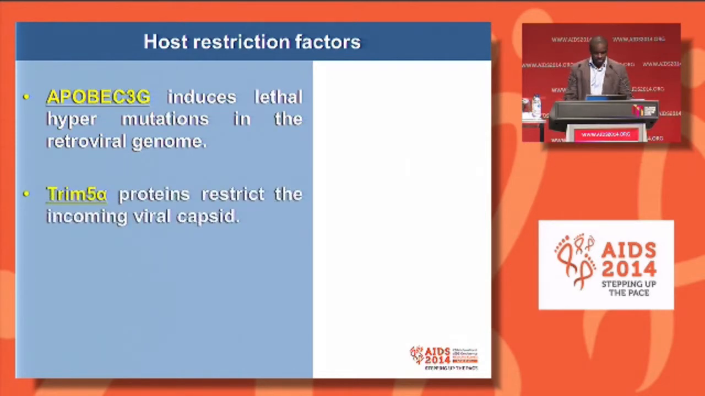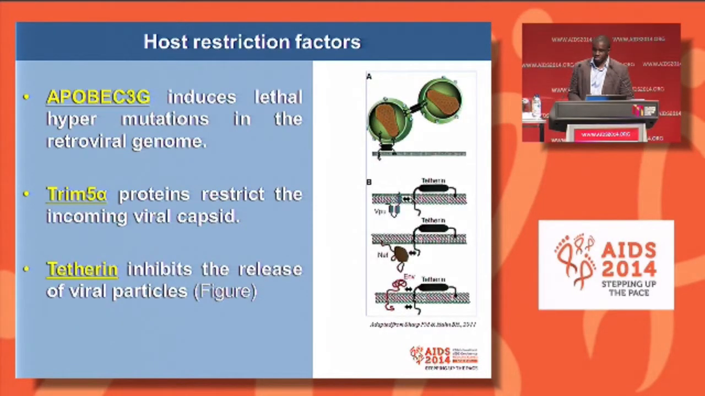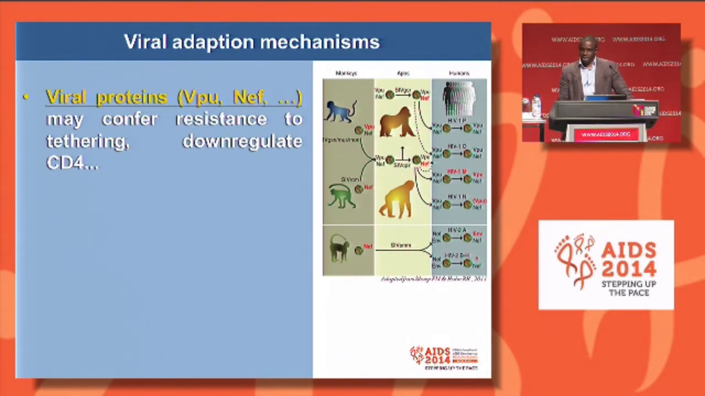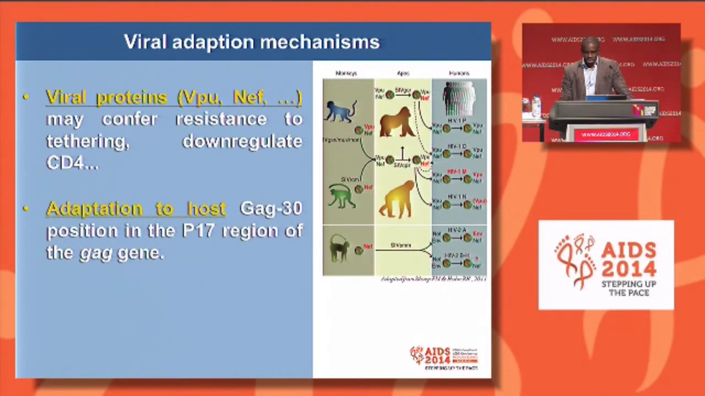The TRIM5 alpha protein restricts the incoming viral capsid, and tetherin inhibits the release of the viral particle by tethering the viral particle on the cellular membrane. But to counteract these mechanisms, the viruses have developed a certain number of escape mechanisms and adaptations, and most of them include accessory proteins such as Vpu or Nef that are known to confer some degree of resistance to host restriction factors such as tetherin or downregulate CD4, including the adaptation of the virus to its new host. This is particularly the case of position 30 of the Gag protein in the P17 gene.